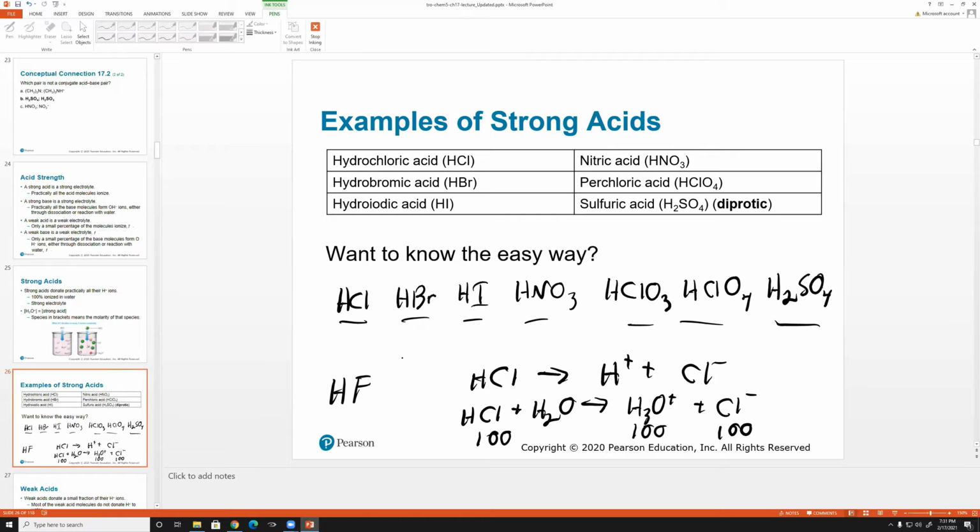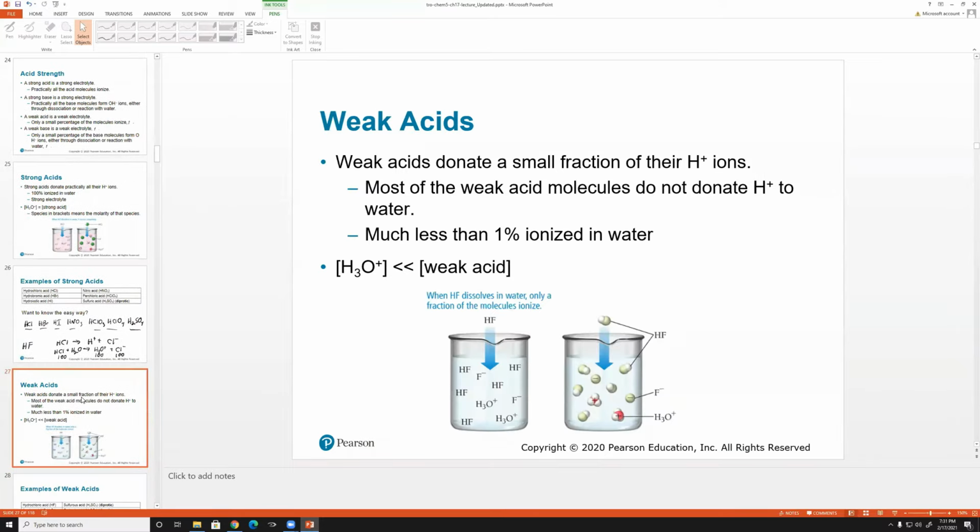So when we mean weak acid, it's a very weak acid in comparison to a strong acid. There aren't going to be many acids that are maybe 50%, 60%, somewhere in the middle. It's either a lot of ionization or a very little amount of ionization. So that brings us to a weak acid. So here we go. So much less than 1% ionization in water. So very, very small amount.